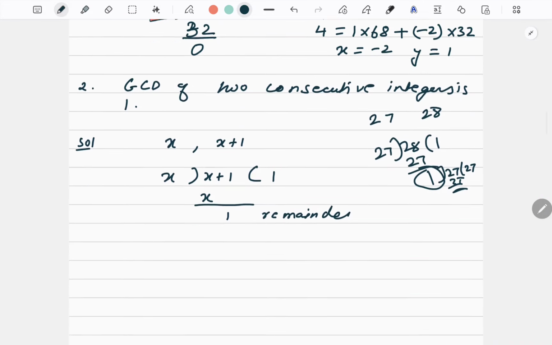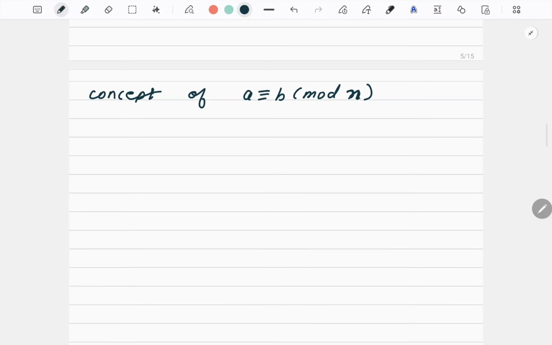That's it. Now come to the next concept, which is the concept of A congruent B mod n. Students, again I will tell you, go through the detailed video on the introduction of congruence. If you understand that video, you can do any question of this module. So go to the detailed video which I have attached here in the playlist. And now I will teach you just a simple concept so that you can do the question bank questions.